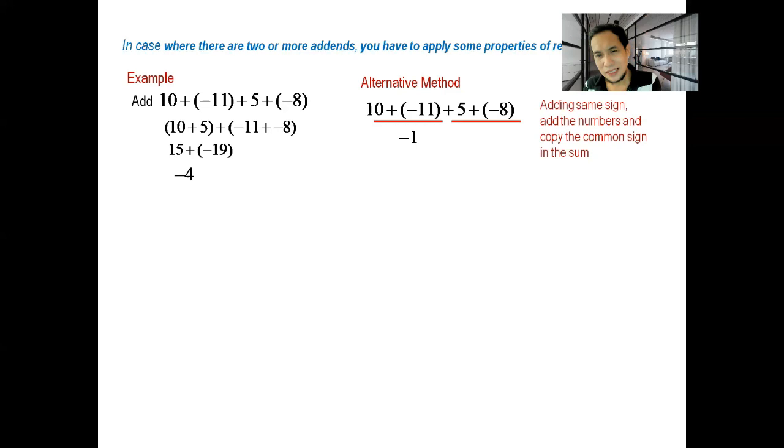Now, for 5 and -8, opposite numbers, simply subtract. If you want, you can use the absolute value. Absolute value of negative 8 is 8. So we can subtract 8 minus 5, 3. What is the sign of the larger number? Negative. So that's negative 3.